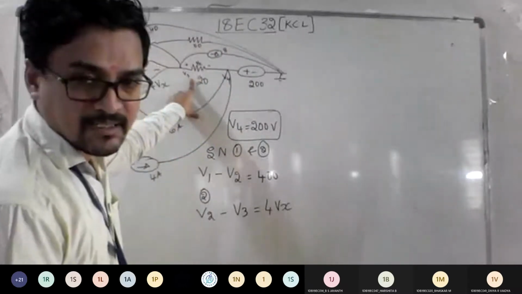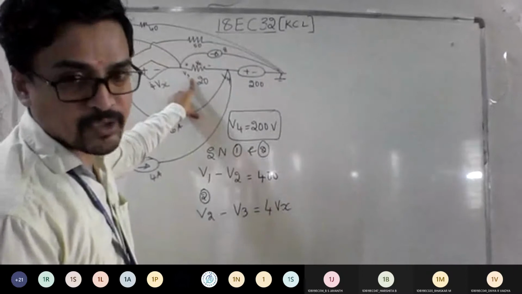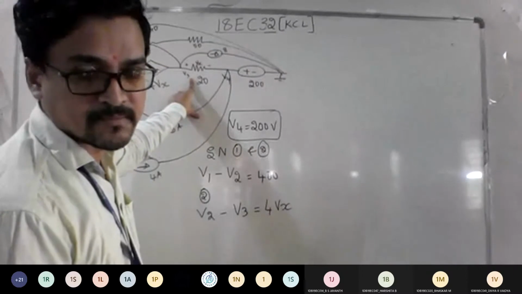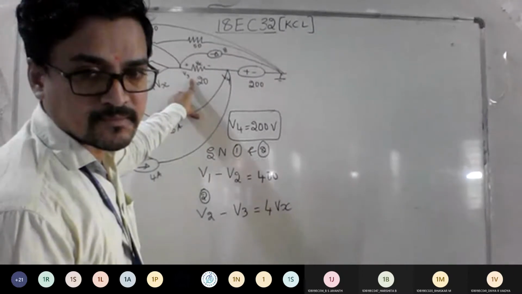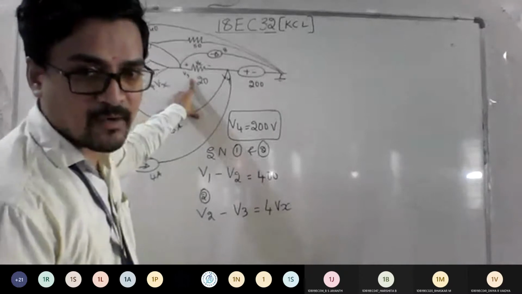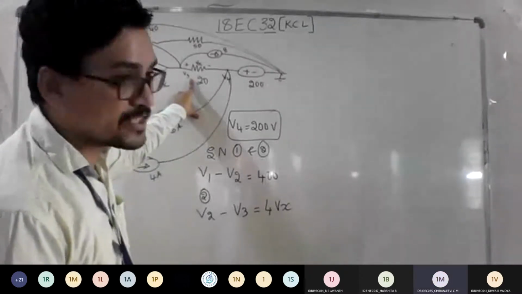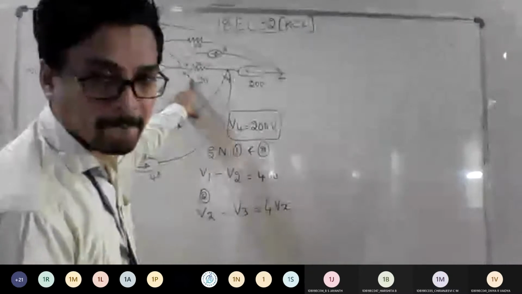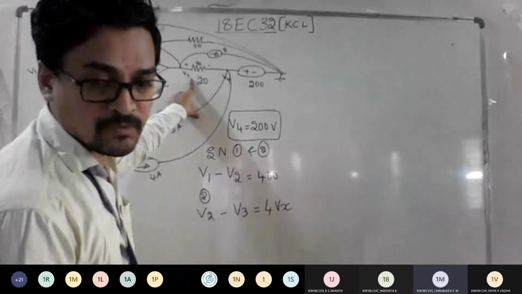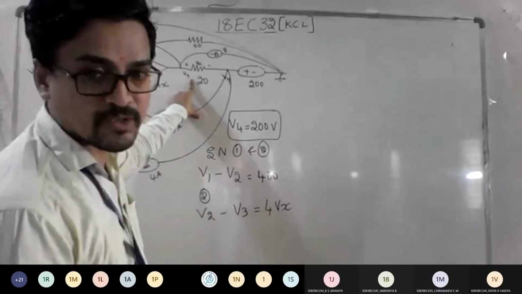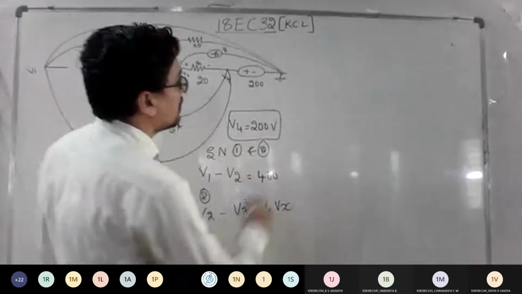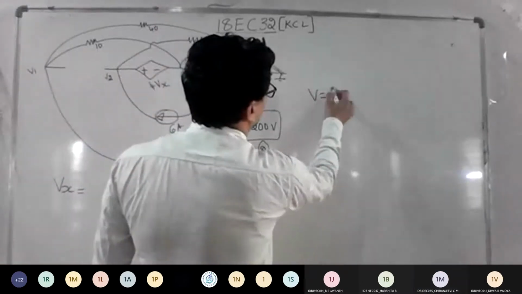Think and tell. You want voltages only, right? So what is your Vx now? V3 minus V4 by 20. Is it so? That becomes V equals V into V by R. See, the formula is V equals I into R.